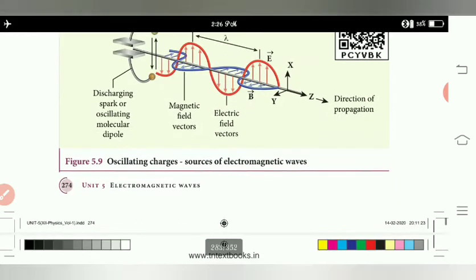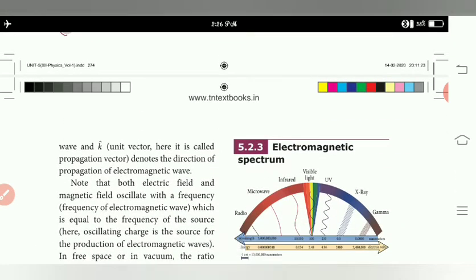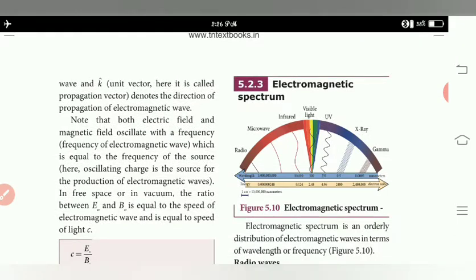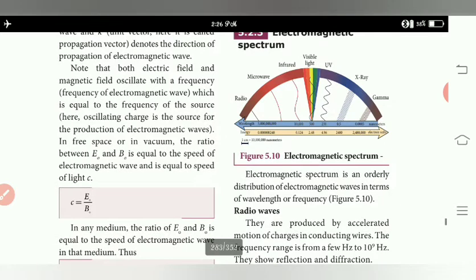Omega is the angular frequency of the wave. Look at that one. Now both the electric and magnetic fields oscillate, so C is E naught by B naught. We know that already.